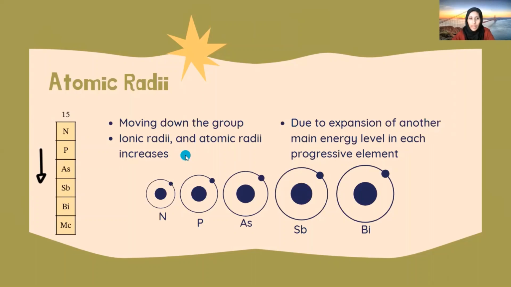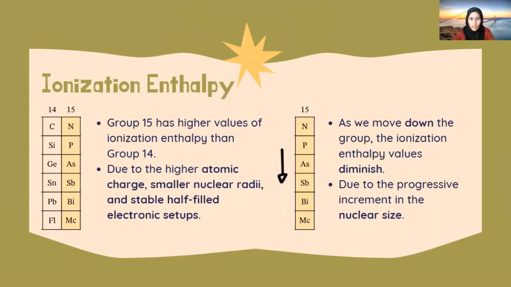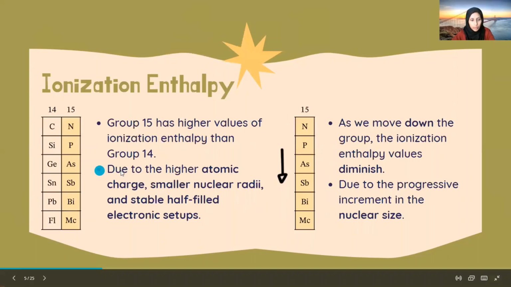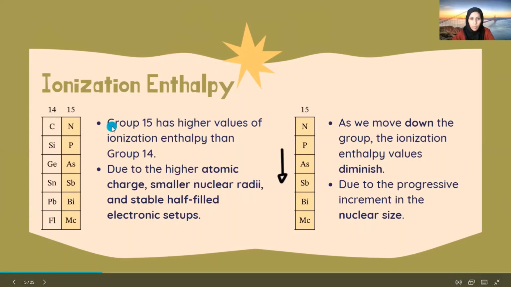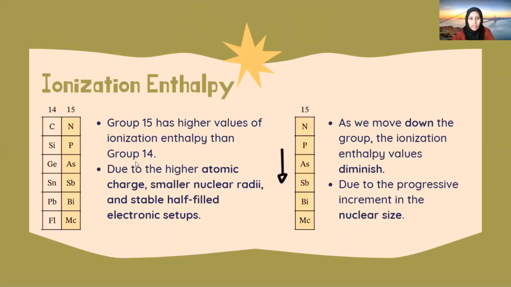Next, we have ionization enthalpy. Group 15 has higher values of ionization enthalpy than group 14. This is due to the higher nuclear charge, smaller atomic radii, and stable half-filled electronic configuration. As we go down group 15, the ionization enthalpy values decrease. This is due to the progressive increase in atomic size.